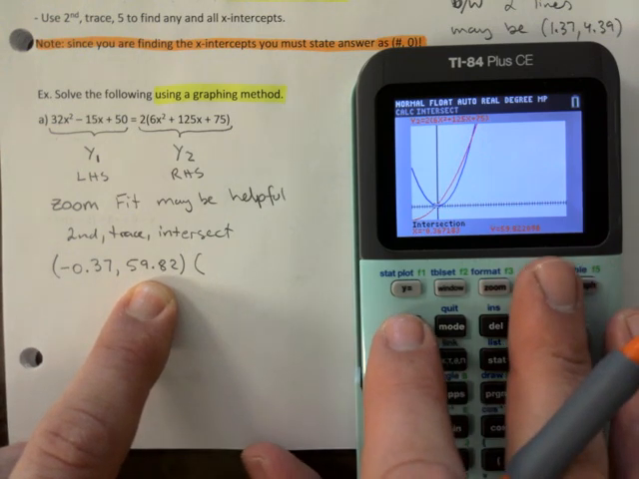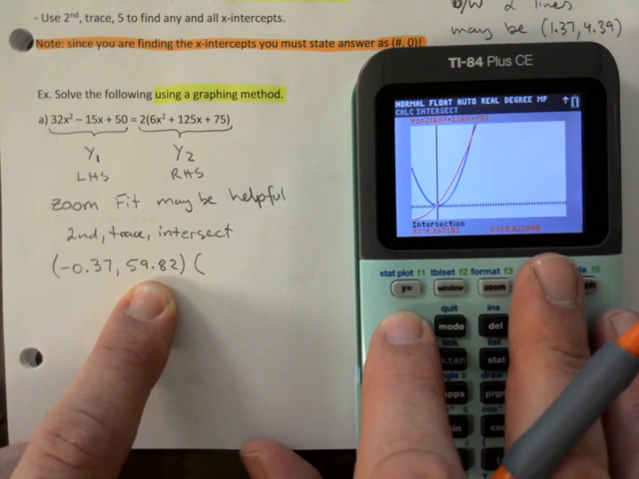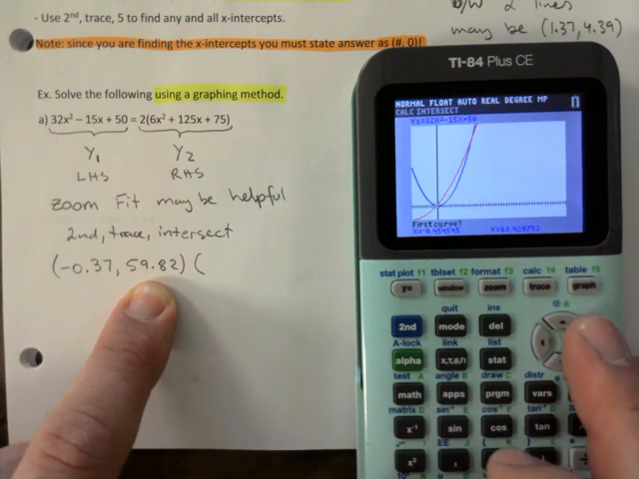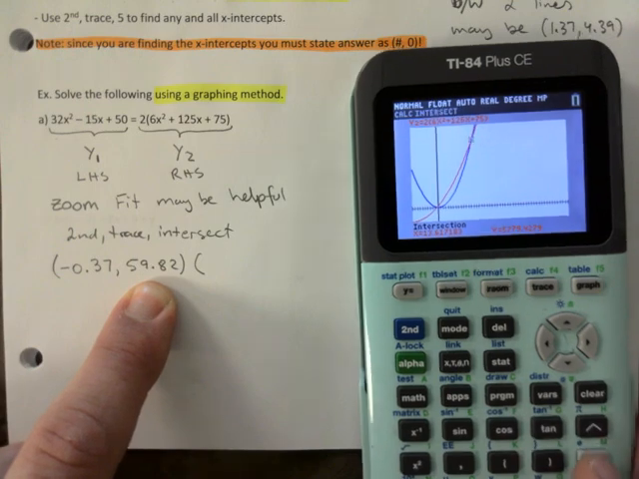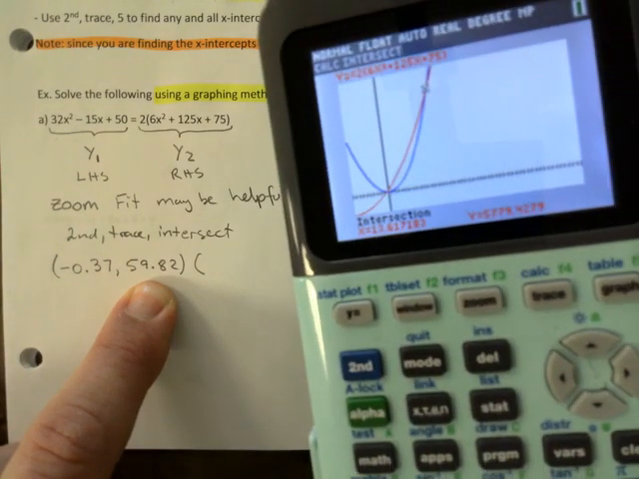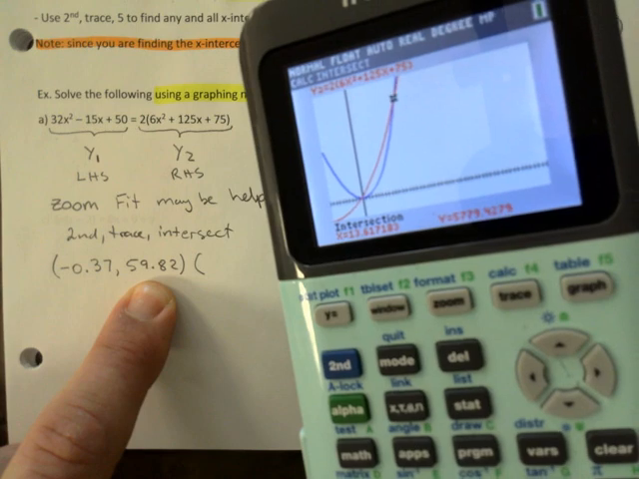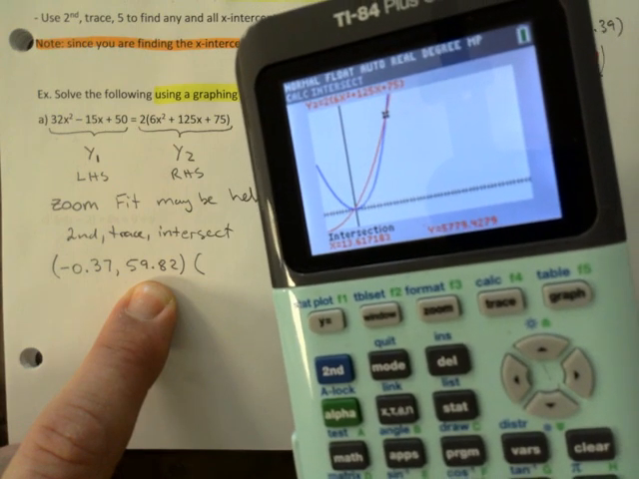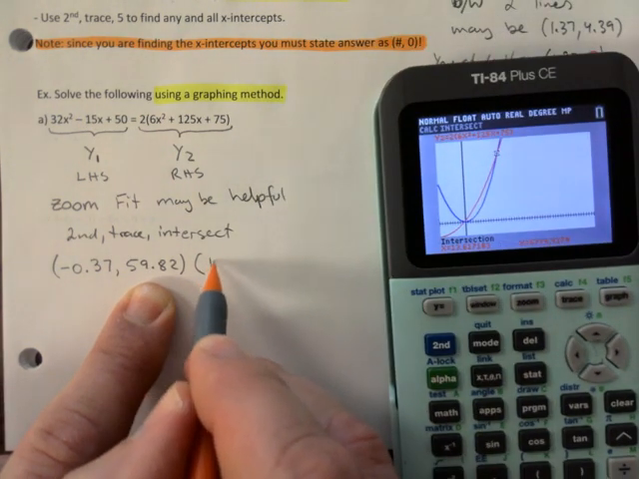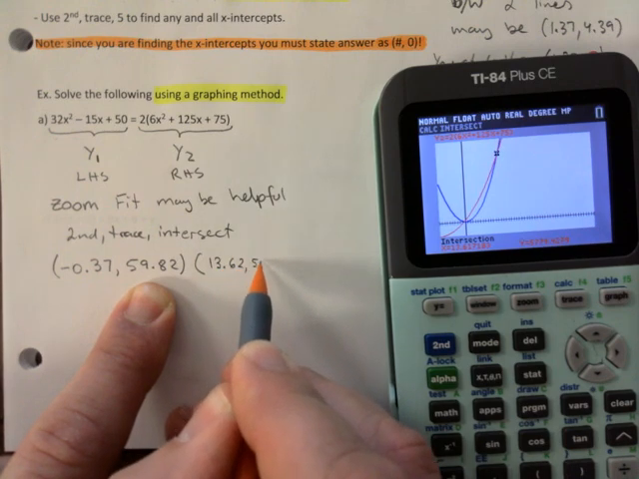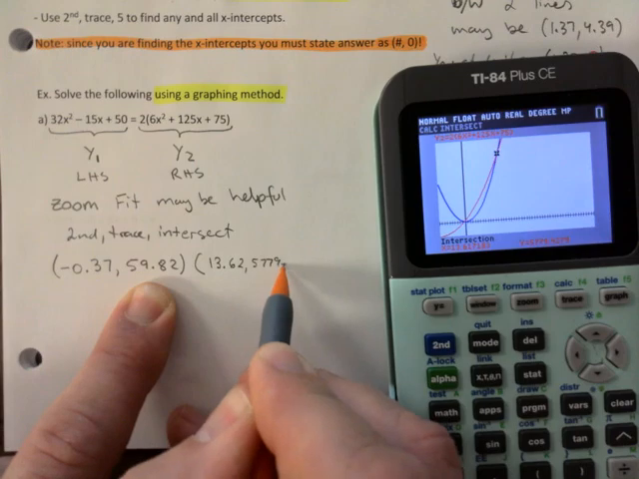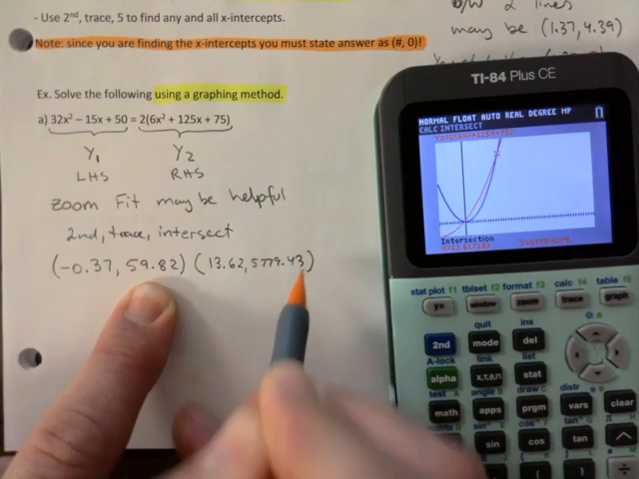Now let's find the other intercept. Second trace 5. One more time. I'm going to go closer to the other one and just press enter, enter, enter. And I get 13.62, 5779.43.